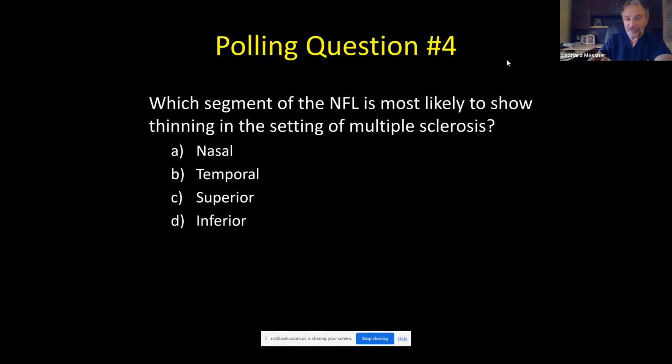So polling question number 4. Which segment of the retinal nerve fiber layer is most likely to show thinning in the setting of multiple sclerosis? Is it A, nasal quadrant, B, temporal quadrant, C, superior quadrant, D, inferior? So what part of the nerve fiber layer is most likely to show thinning in the setting of multiple sclerosis? Nasal, temporal, superior, or inferior?